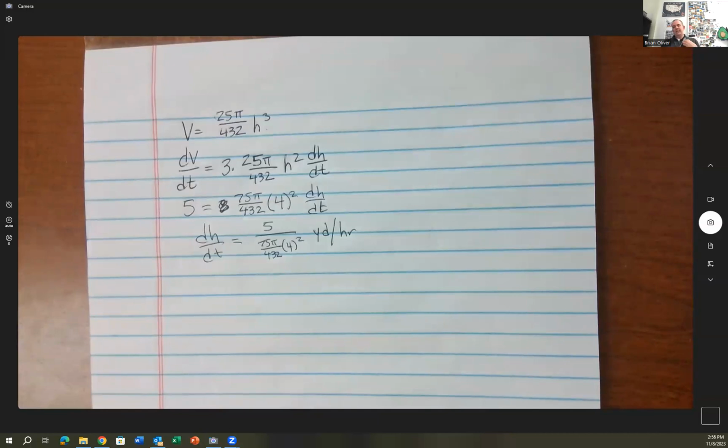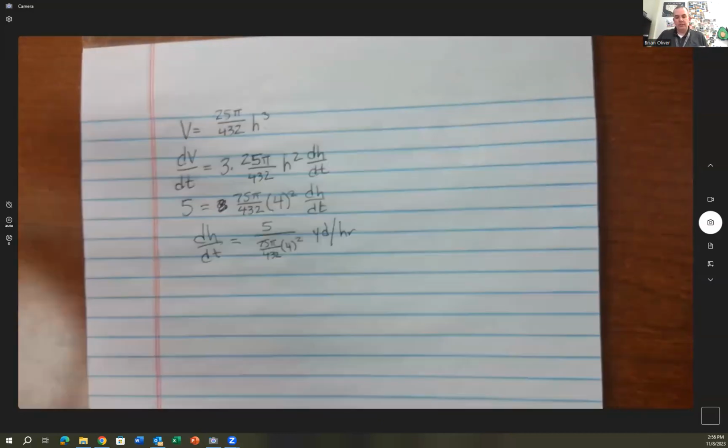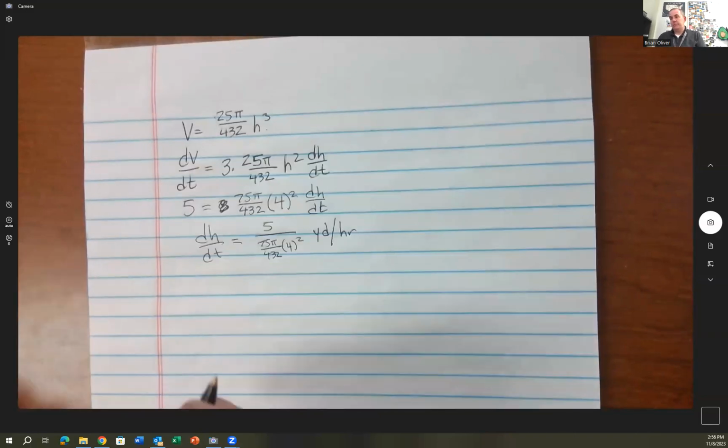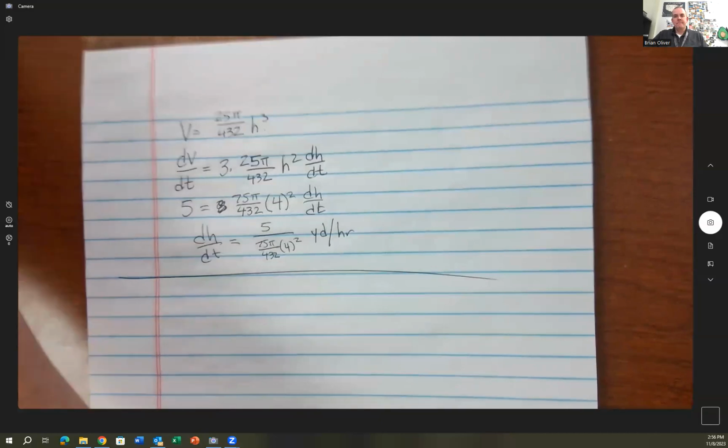I mean, I could simplify it. 4 squared is 16. I could find things to cancel out, but realistically, in an FRQ, call it right there. That's the answer. So that's our answer for the cone one. So the cone one's a little challenging. Next one.